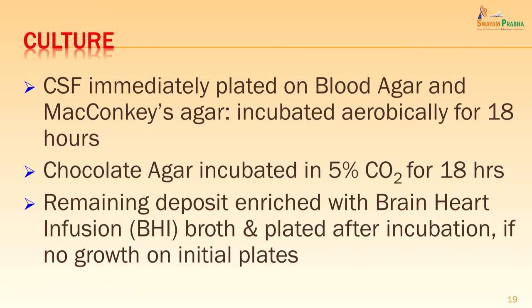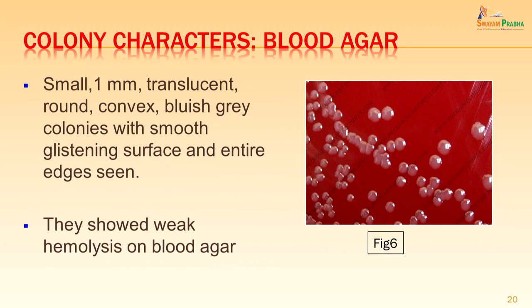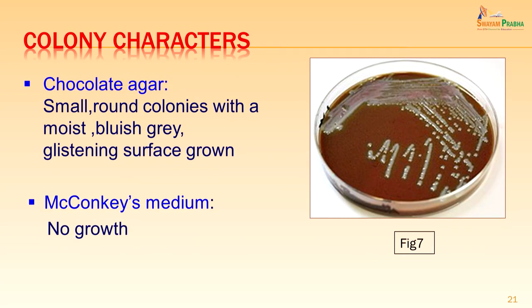Next morning on blood agar, small 1 millimeter translucent, round, convex, bluish grey colonies were seen with a smooth glistening surface and entire edge. They showed a weak hemolysis on blood agar. These are some of the colonies which we saw the next morning on blood agar. On chocolate agar, small round colonies with a moist blue grey surface were seen and these are some of the colonies which were seen on chocolate agar.